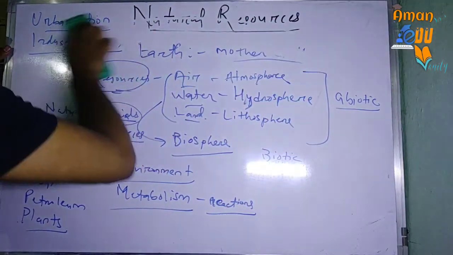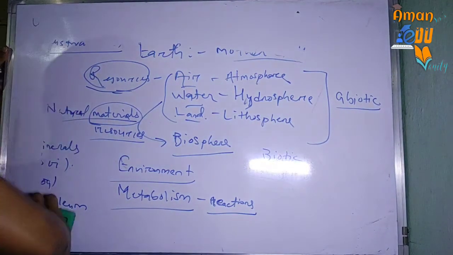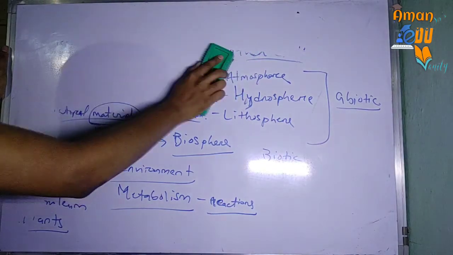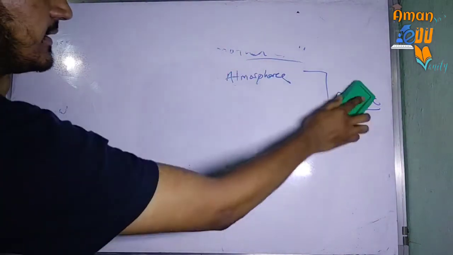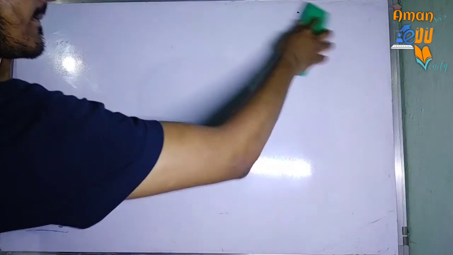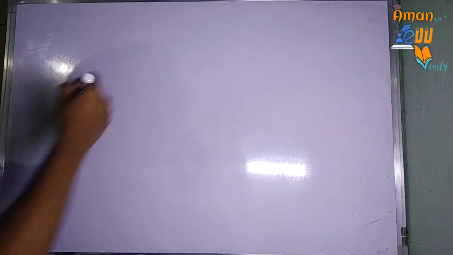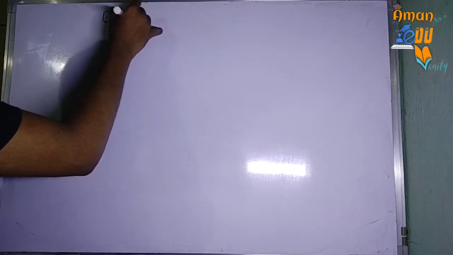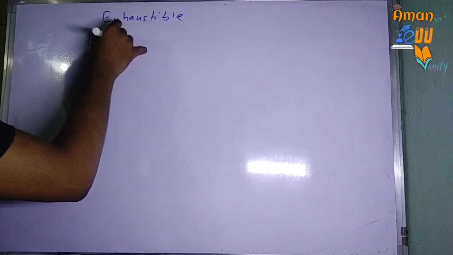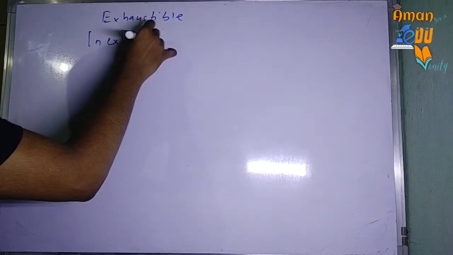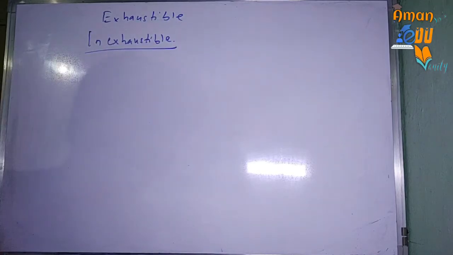The resources basically could be... let us just rub this. The natural resources can be classified basically into two groups: exhaustible and inexhaustible resources. So first let us see the inexhaustible resources.